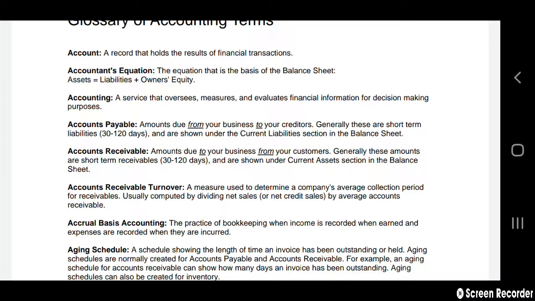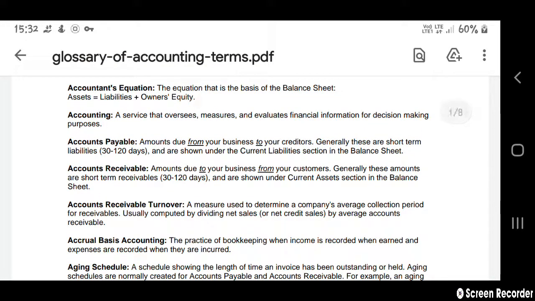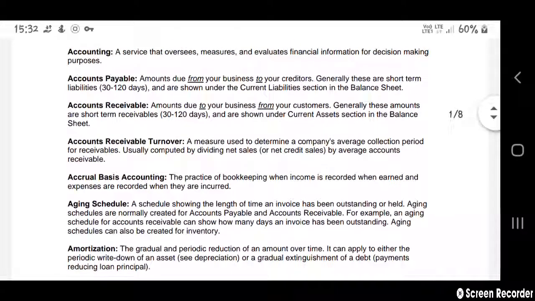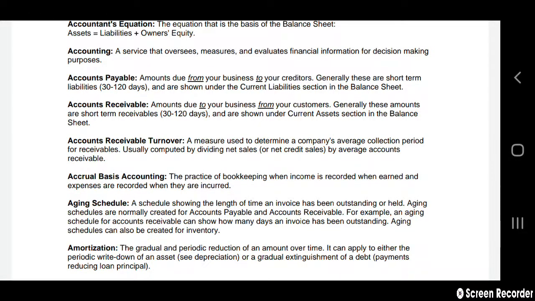Next, the accountant's equation. This equation is like the basis of the balance sheet. It has assets equal to liabilities plus owner's equity. Next, accounting: a service that oversees, measures and evaluates financial information, giving you financial information for decision-making purposes, is called accounting.